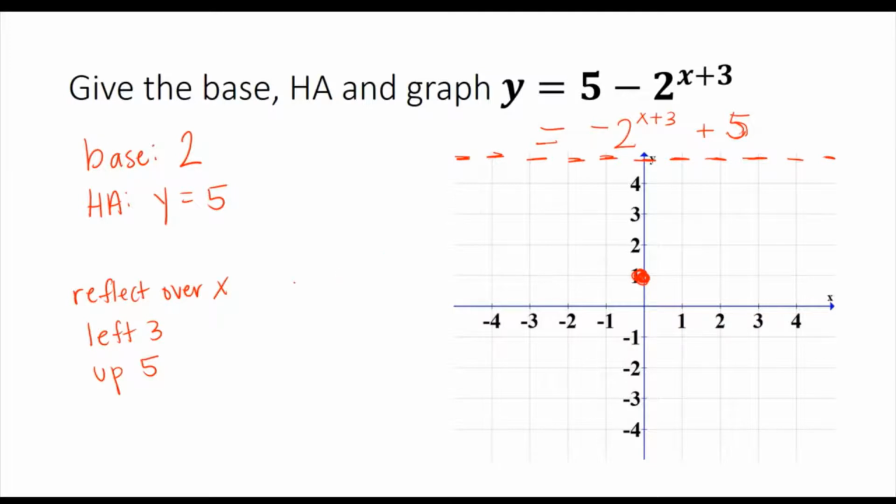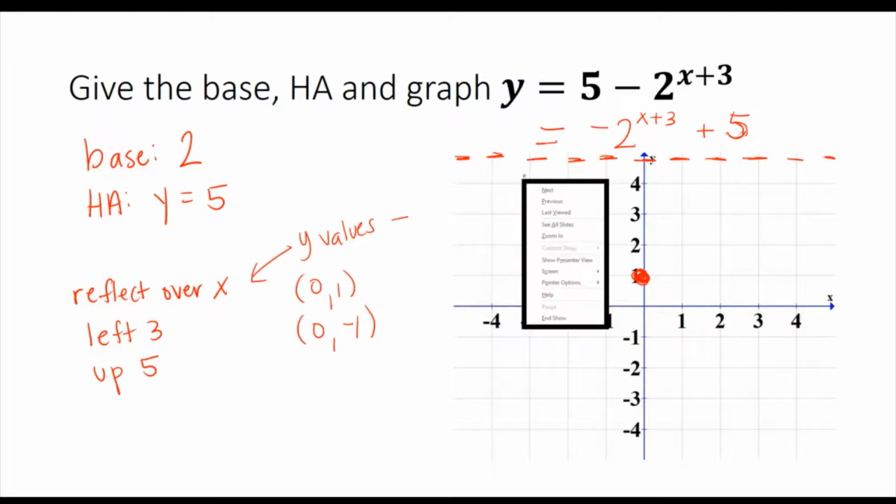I'm going to take this coordinate point 0, 1 and reflect it over the x-axis, which means I need to change y values to negative. So I have the coordinate point 0, negative 1, and this coordinate point needs to move left 3, 1, 2, 3, and up 5, 1, 2, 3, 4, 5.